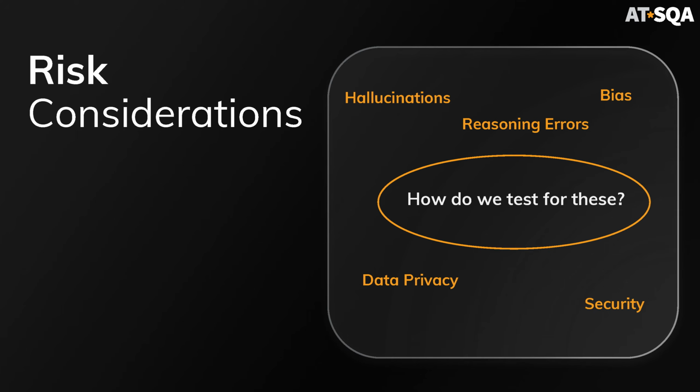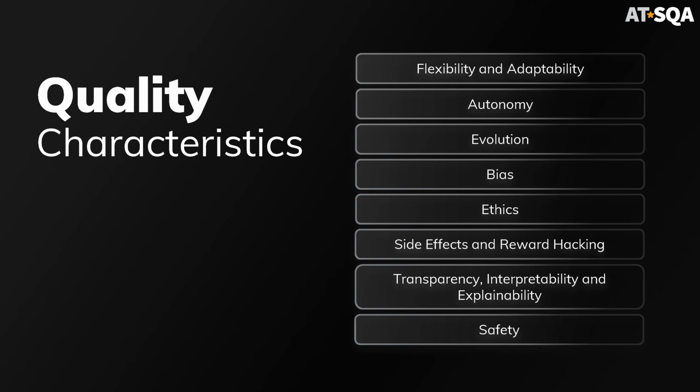Now remember, an AI-based system doesn't exist alone. It's usually surrounded by what we would think of as traditional software. So we still have all those things to test as well. It's just that we have some new ones now. The quality characteristics for an AI system are definitely different. So we need to look at flexibility and adaptability. How much can the system change? Is it supposed to change? Can it adapt to new data? Can it adapt to new environments?